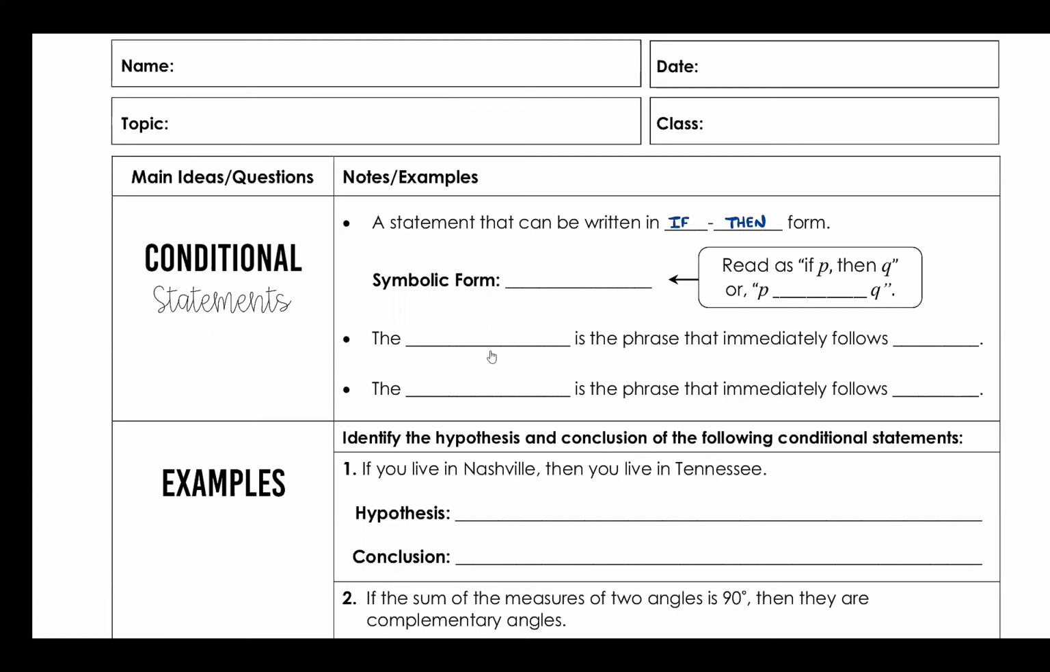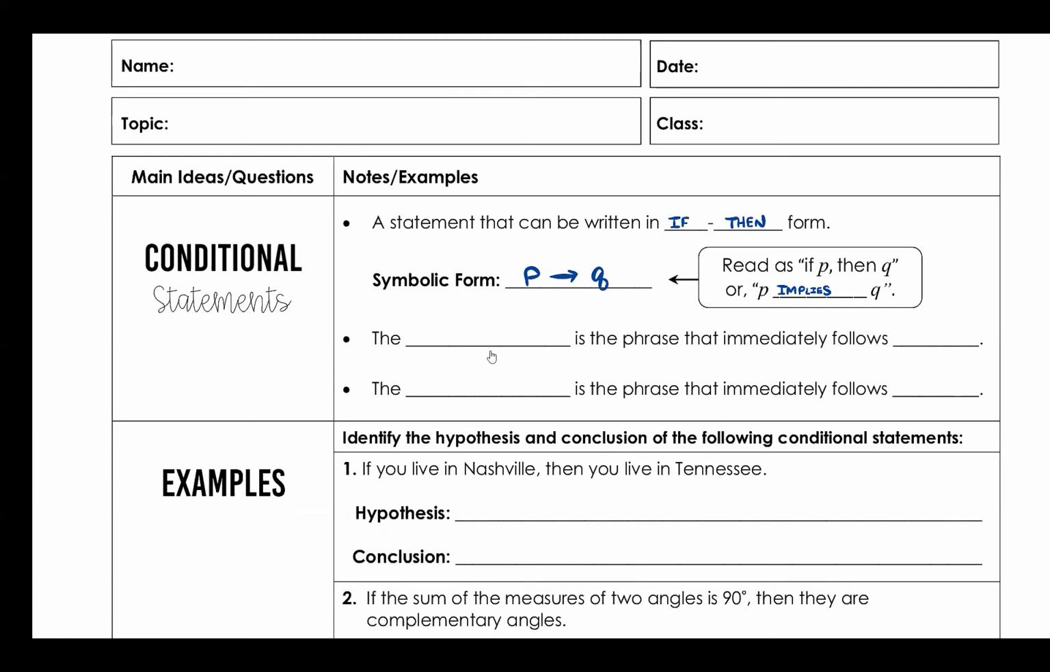Okay, you can see this written in symbolic form as P, then Q. And the way we would read this is P implies Q. If P happens, then Q happens. If P, then Q. P implies Q.